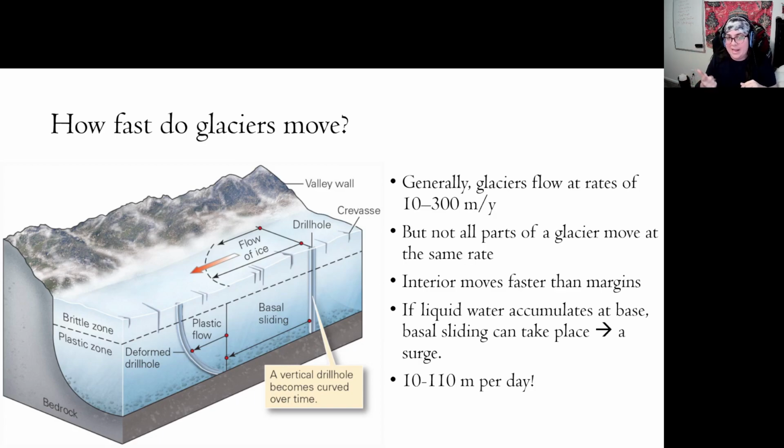The second thing that happens is that if we have liquid water accumulating near the glacier, for example at the base, we can have basal sliding, which we would call a surge. Basically, the presence of the water decreases the friction that the glacier is undergoing. When this happens, you can have the glacier move from around 10 to 110 meters in a single day. So friction is very much part of the issue for glaciers moving.